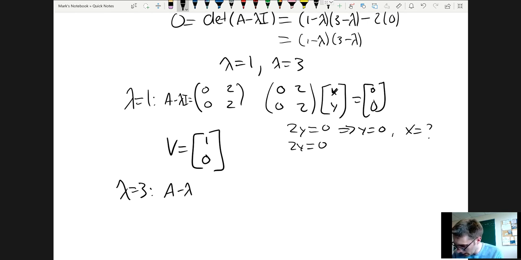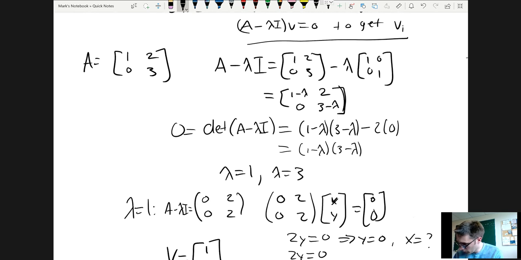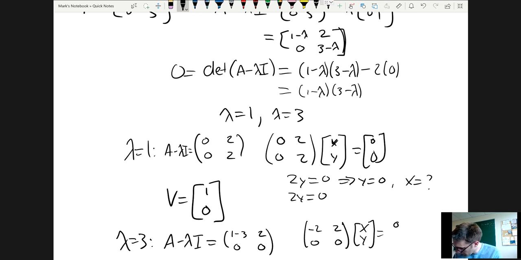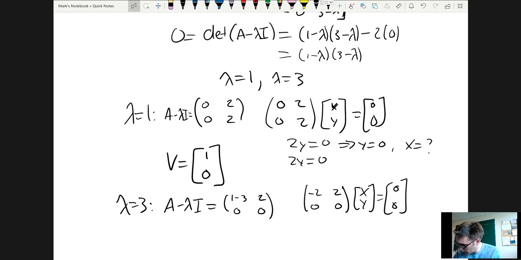A minus lambda I would be equal to, let's scroll back up. We're plugging in 3 there, and so we'll have [1 minus 3, 2; 0, 0]. And so our system of equations is just [negative 2, 2; 0, 0] times [x; y] equals 0. And so our equations are negative 2x plus 2y equals 0 and 0 equals 0.